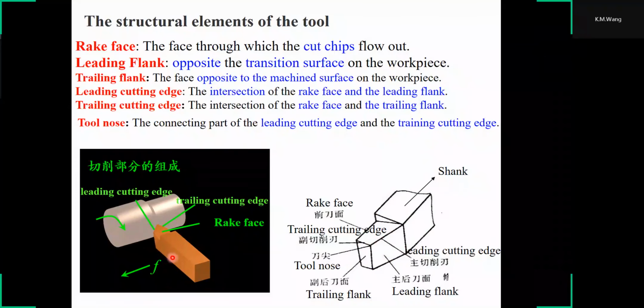And the trailing cutting edge. The trailing cutting edge is the intersection of the rake face and the trailing flank. This is the trailing cutting edge. In this picture it is this edge. And one important point is this point. This is the tool nose. This is the connecting part of the leading cutting edge and the trailing cutting edge. Okay.